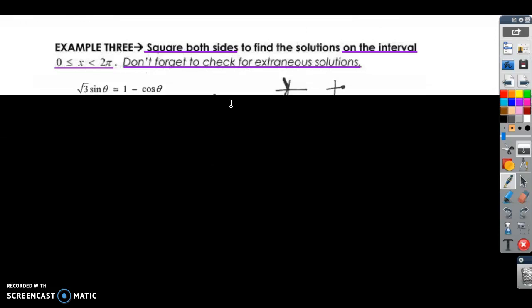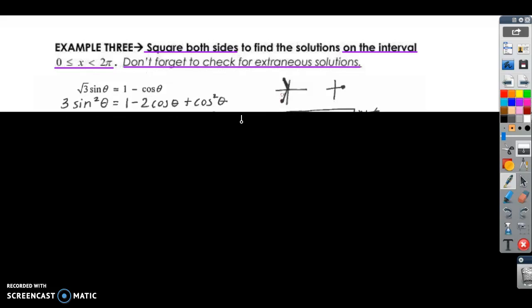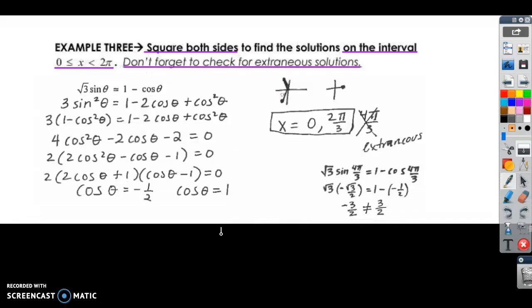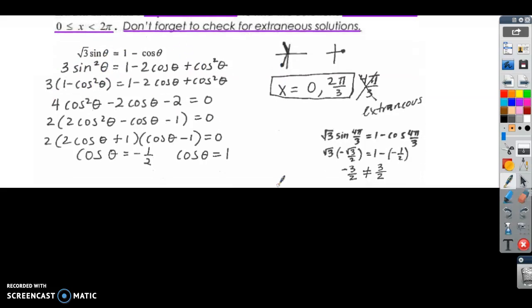This one is set up to square both sides, and then also to find solutions on the interval. Okay, so we'll go ahead and square both sides, and I think I did this problem last class. I did. Okay, and you manipulate it however you can see best. If you've got a sine and a cosine, you might want to square both sides and then substitute in 1 minus cosine squared for sine squared. That's usually what I do when I have that problem.